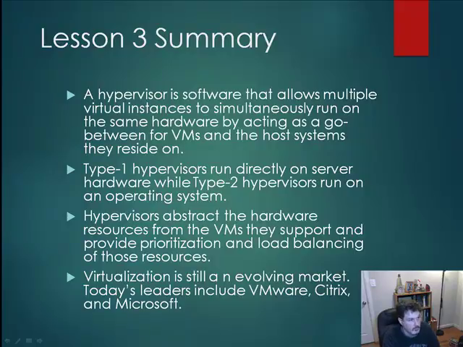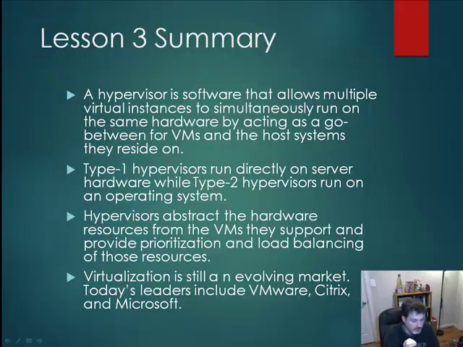All right, let's summarize. What's a hypervisor? It's software that allows multiple virtual instances to run simultaneously on some sort of physical hardware box. It serves as a go-between between the VMs and the host systems that they reside on. Two types of hypervisors. The Type 1 hypervisor runs directly on server hardware. The Type 2 hypervisor is going to run as an application sitting on top of an operating system. Examples of a Type 1 hypervisor would include Xen, Hyper-V, and ESX or ESXi. Type 2 hypervisors would include Workstation, Workstation Player, Oracle VirtualBox, and so on.